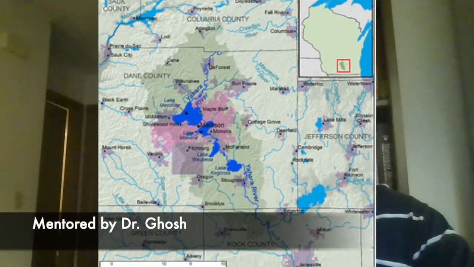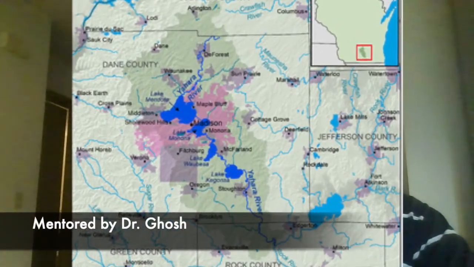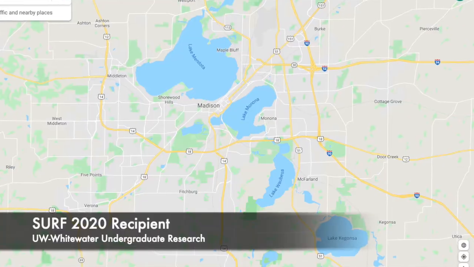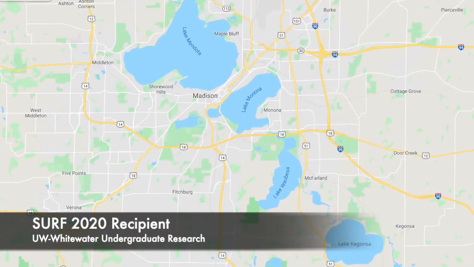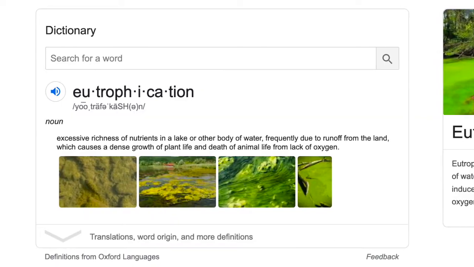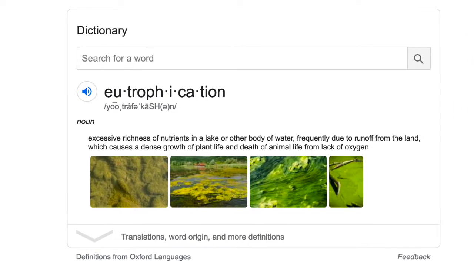The primary focus of our research is on the eutrophication of the Yahara Lake system in Madison, Wisconsin, which consists of the lakes Mendota, Monona, Waubesa, and Kegonsa. Eutrophication is a very serious problem that leads to the widespread death of aquatic life through the growth of blue-green algae, which both deprives the system of oxygen and releases toxic neurotoxins into the water that have been linked to both ALS and Parkinson's disease.